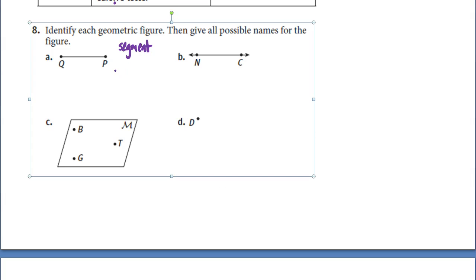When naming this, you write the 2 endpoints and put the segment symbol above. Or you can name it in the other order. Segment PQ is the same as segment QP.